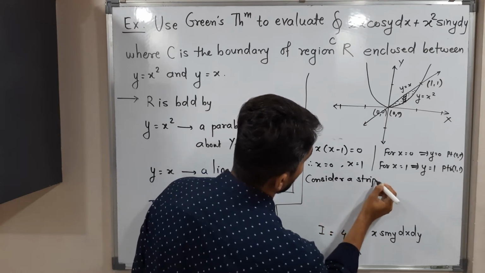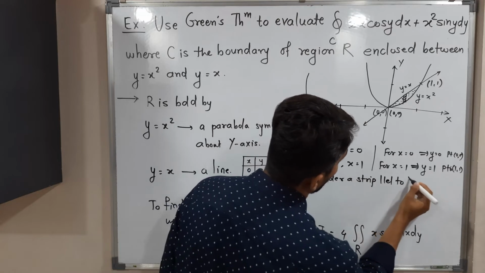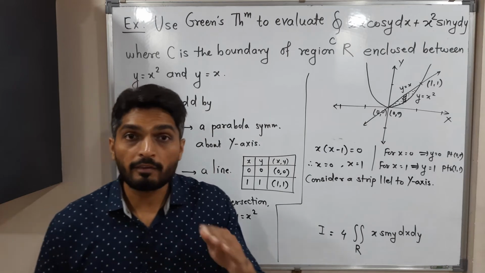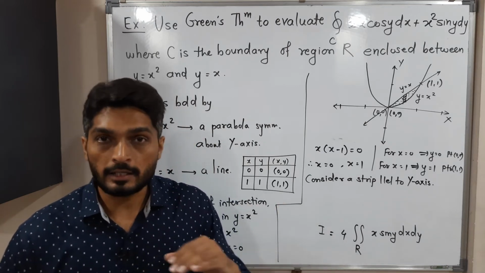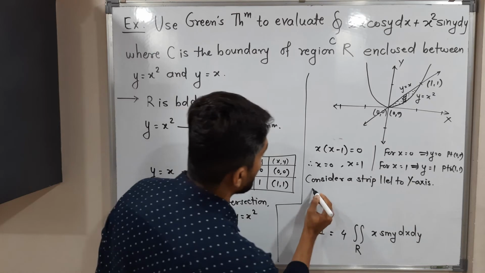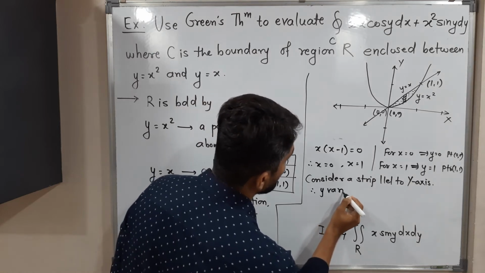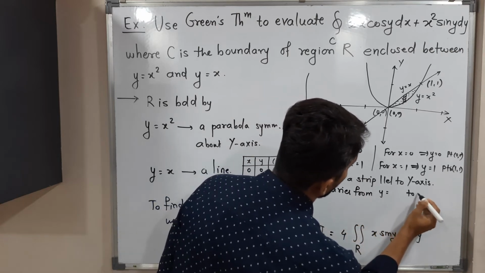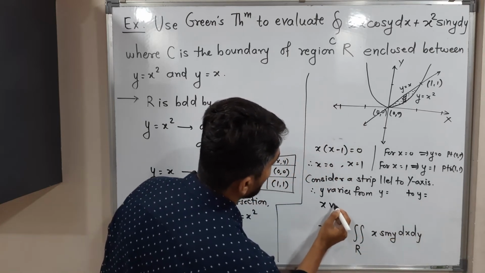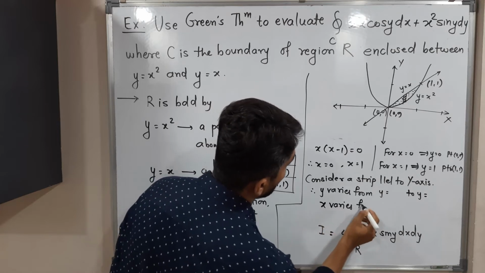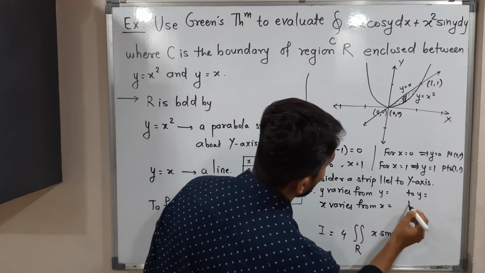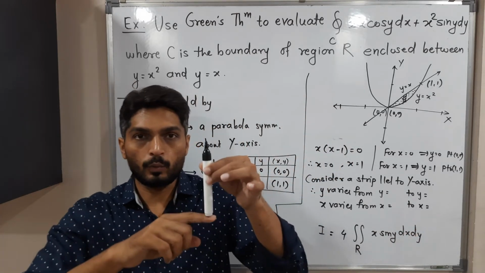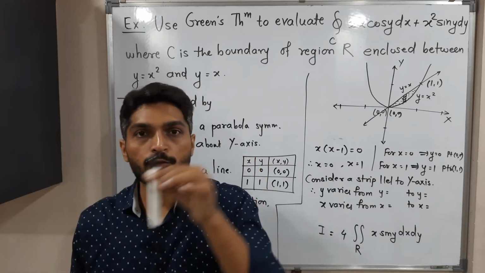Consider a strip parallel to the y-axis. When we consider a strip parallel to the y-axis, we should write y varies from, and after that, we should write x varies from. Let me write the same. Therefore, y varies from y is equal to, and x varies from x is equal to. Okay, so we have a very simple funda: bounded below, bounded above, then left to right.